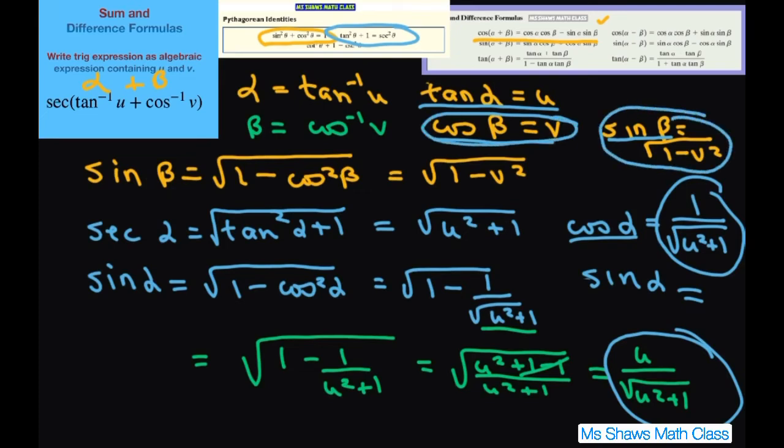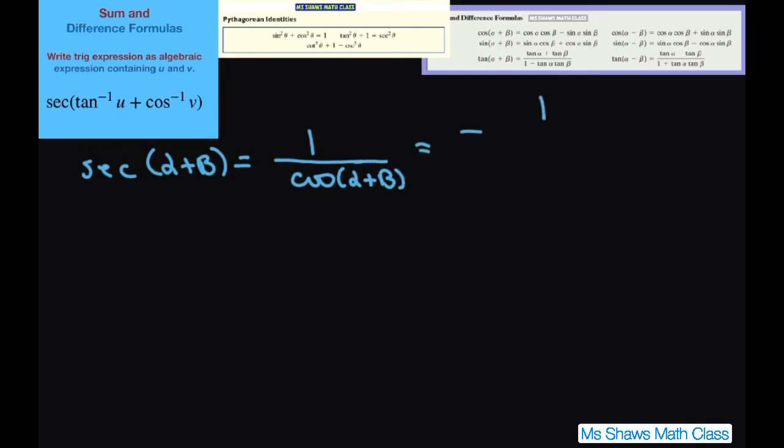And we're going to use our formula now. So we have secant of alpha plus beta. That's just going to equal 1 divided by cosine of alpha plus beta, which is 1 divided by, and we're going to use this formula here, which is cosine of alpha times cosine of beta minus sine of alpha times sine of beta. And then we're just going to use substitution.